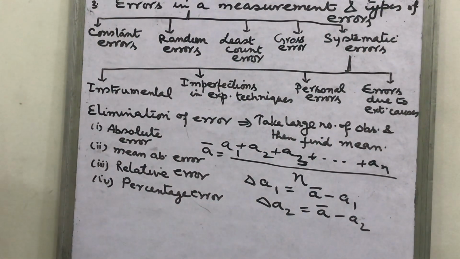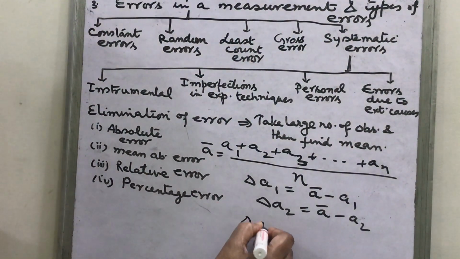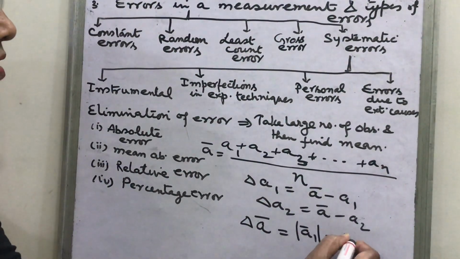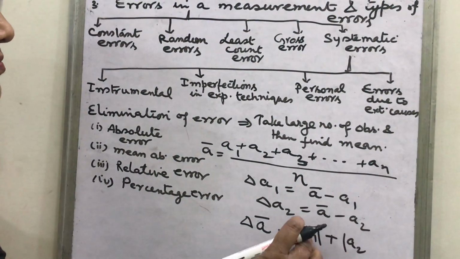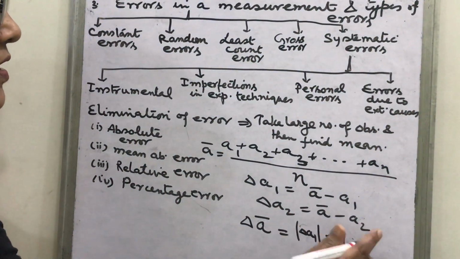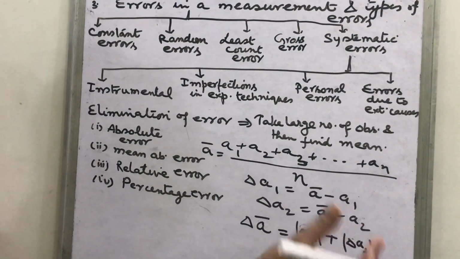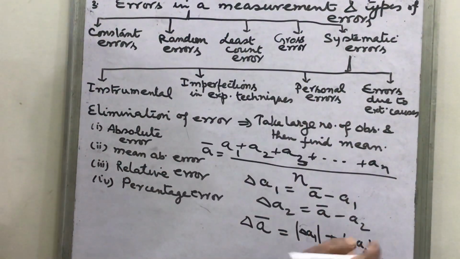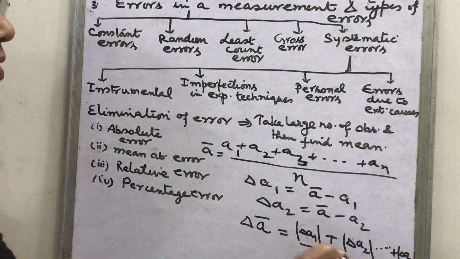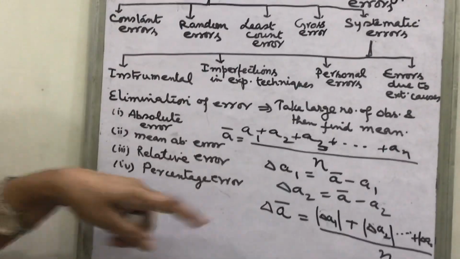The mean or final absolute error, delta A, you will find by taking this delta A1, this delta A2, taking only the magnitude. Some may be negative, some may be positive, but you will have to take only the magnitudes, and add all these and divide by n. So in this way you will find the mean absolute error.